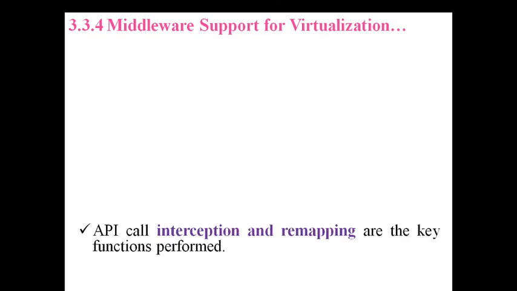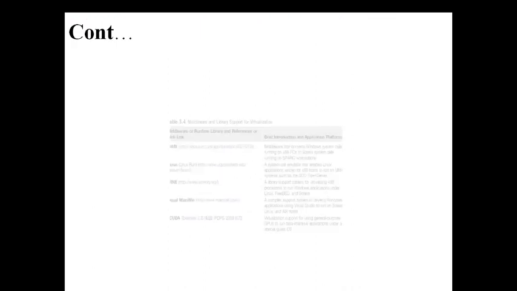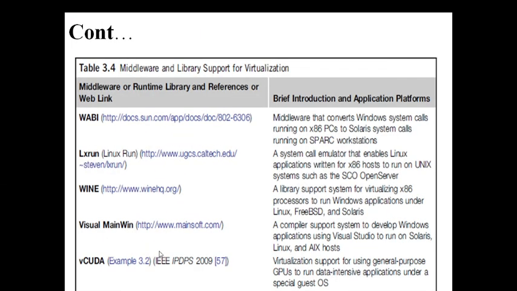Okay. So API call interception and remapping means it is going to convert and remap our applications. So these are some of the library support virtualization concepts: Wabi, Alexrun, Wine, Visual MainWin and vCUDA. It is a famous one.